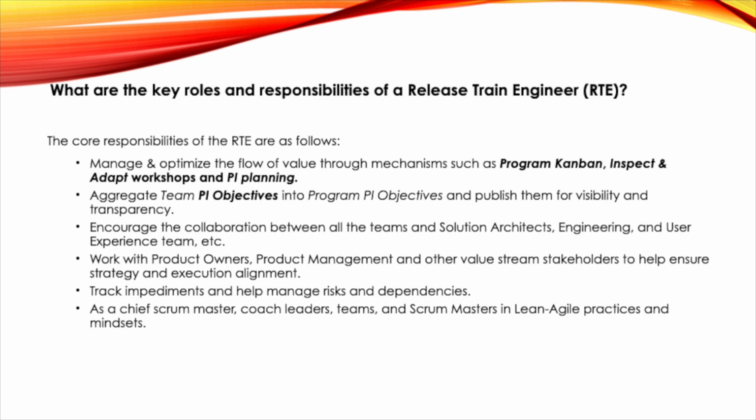Encourage the collaboration between all the teams and solution architects, engineering and user experience team, etc. Work with product owners, product management, and other value stream stakeholders to help ensure strategy and execution alignment. Track impediments and help manage risks and dependencies. As a Chief Scrum Master, coach leaders, teams, and Scrum Masters in Lean Agile practices and mindsets.